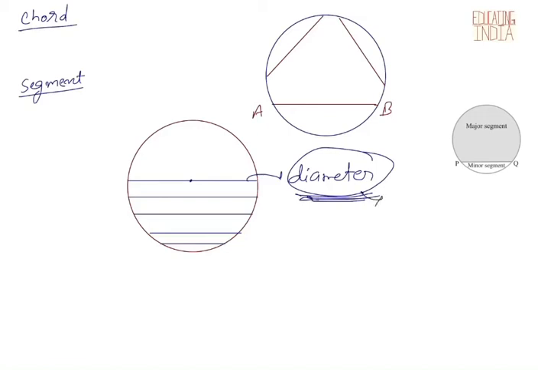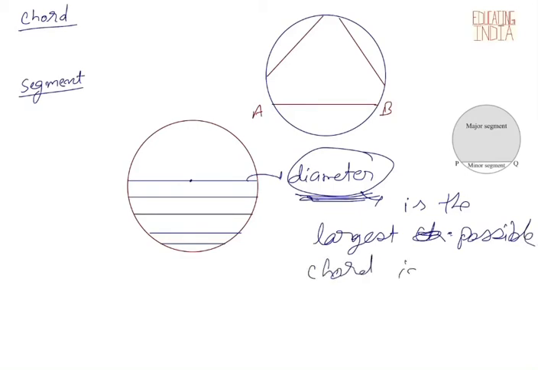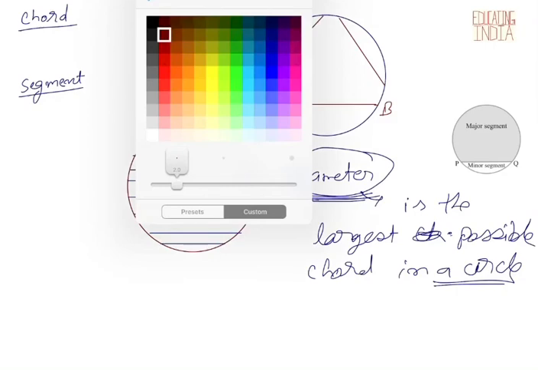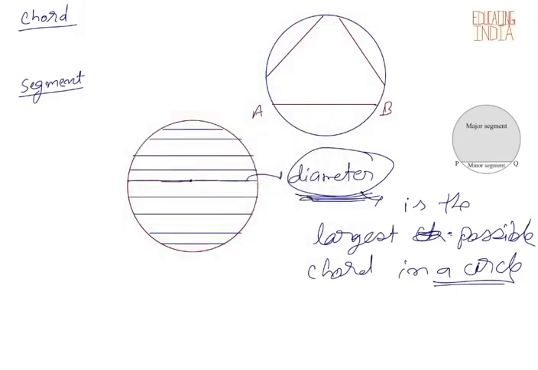So the diameter is the largest possible chord in a circle. Suppose you go more upward, again the length of the chord will start shrinking. So the diameter is the largest chord of the circle.